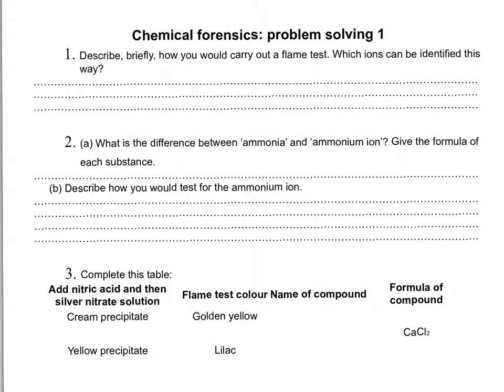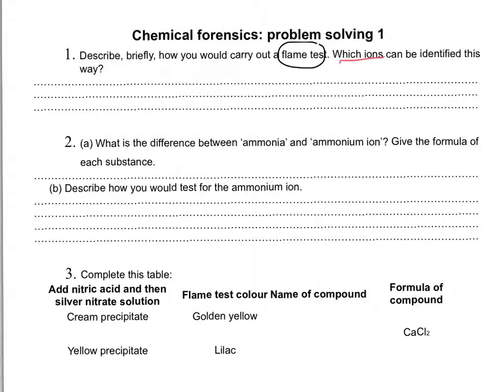Okay, so we're going to have a look at these chemical forensics problem solving 1. The first question was: describe briefly how you would carry out a flame test, and which ions can be identified this way? Make sure you read the full question, because quite a few of you missed out that second part about which ions can be identified.